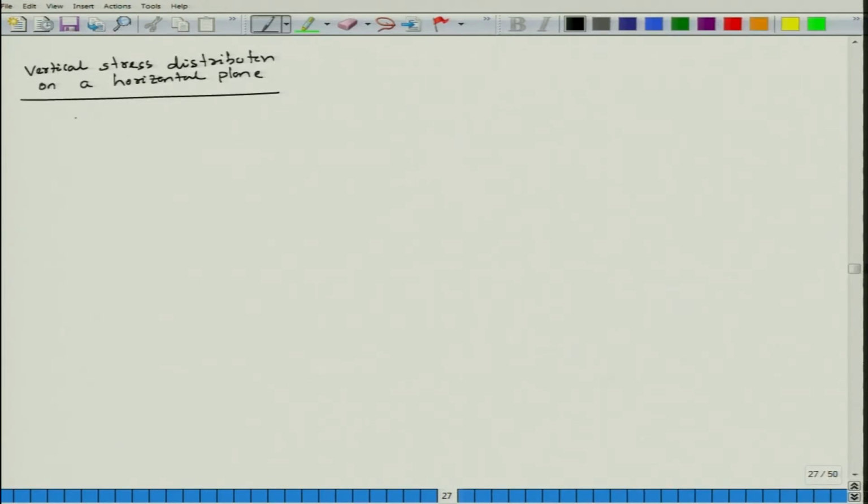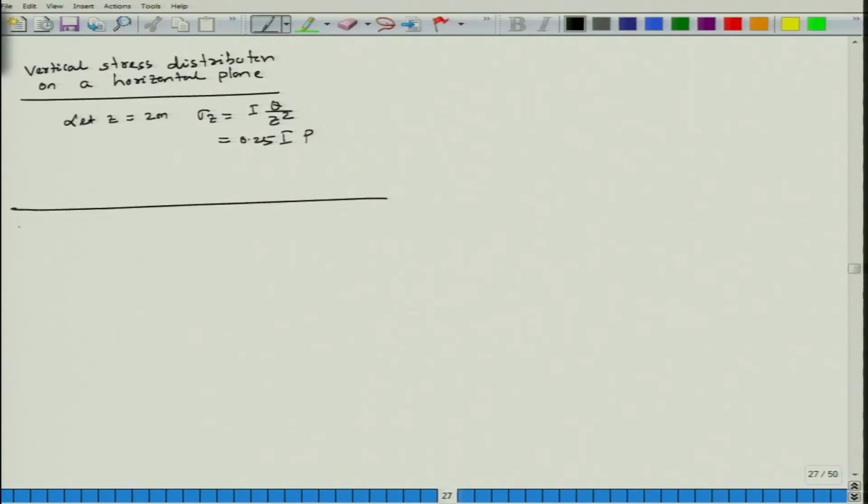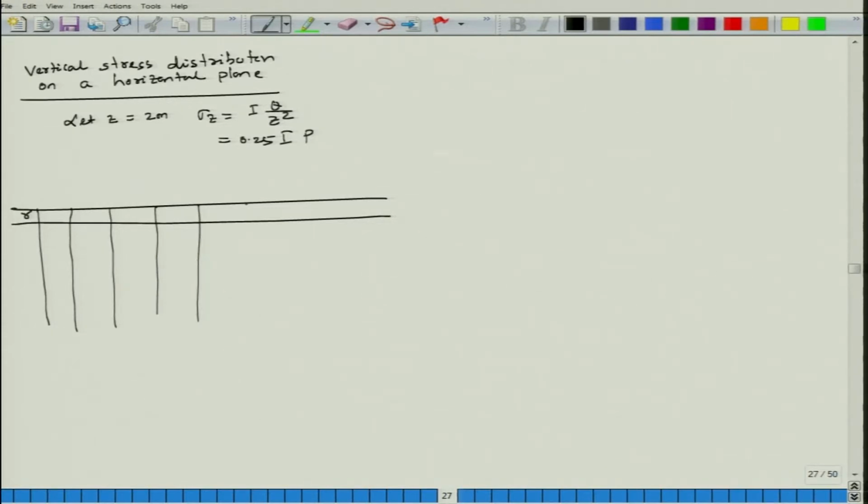Let us assume, take an example z is equal to 2 meter. Sigma z is equal to I into Q by z square, so then it will be 0.25 I into Q. Now take the values of R: 0, 0.5, 1, 1.5, 2, 2.5, 3 and 4. Let us see how it looks.